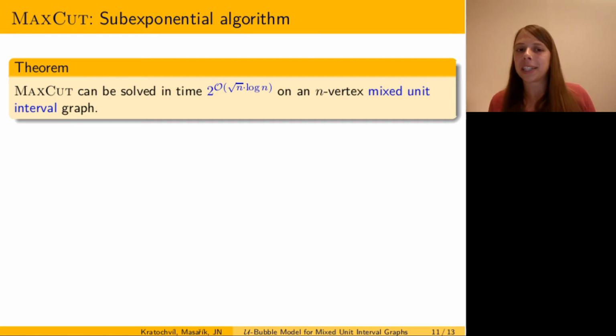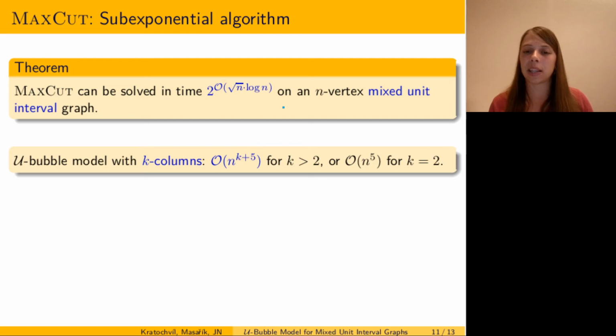So to be more concrete, we show that MaxCut can be solved in this time on an n-vertex mixed unit interval graph. And I will tell you the crucial ideas of the algorithm on the next slide. What also follows from the algorithm is that the MaxCut problem can be solved in time O of n to the number of columns of a bubble model. So note that this gives us a polynomial time algorithm if the number of columns is bounded. In other words, using the language of parameterized complexity, the MaxCut problem is in XP parameterized by the number of columns.